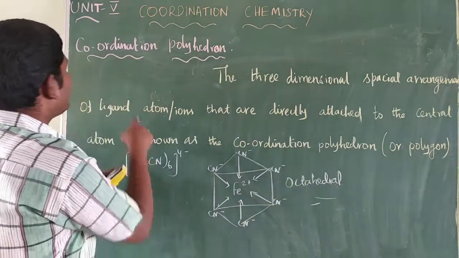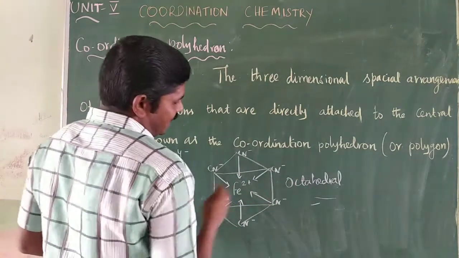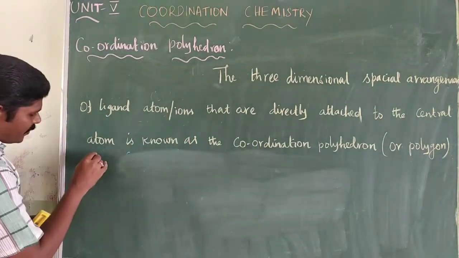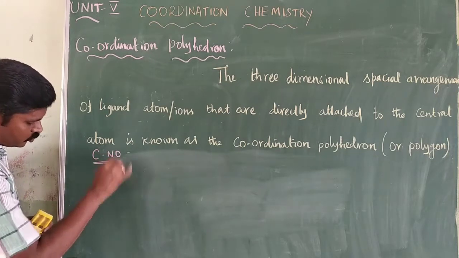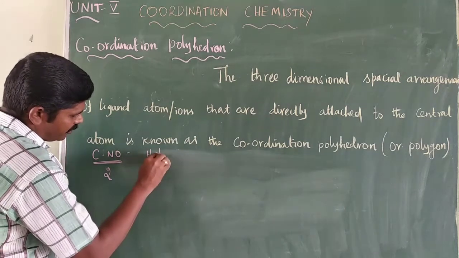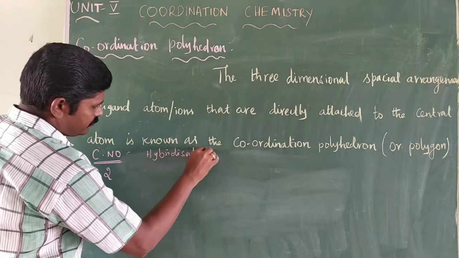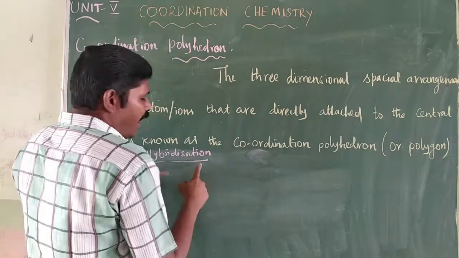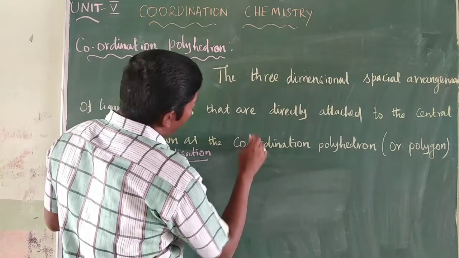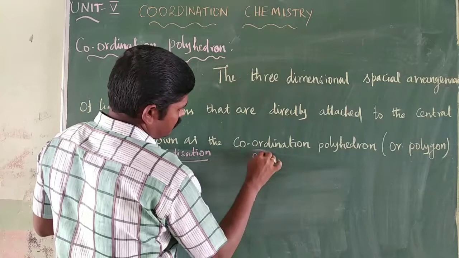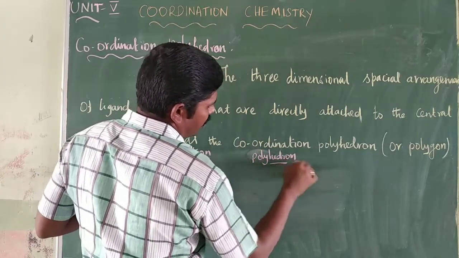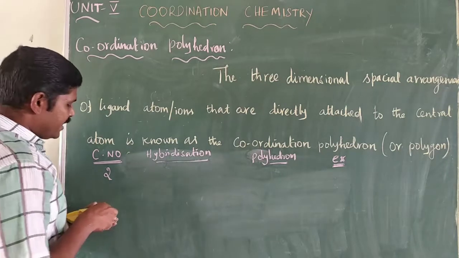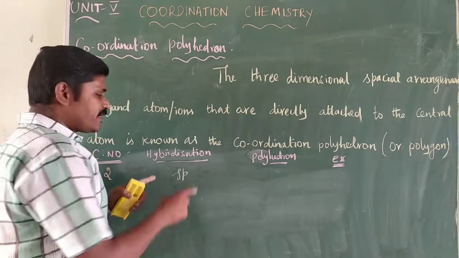Octahedral, right? So the coordination polyhedron of this complex is octahedral. Right? So some more examples. The coordination number, hybridization, and the polyhedron. Examples: the coordination number 2, sp hybridization. Okay students, hybridization is important.